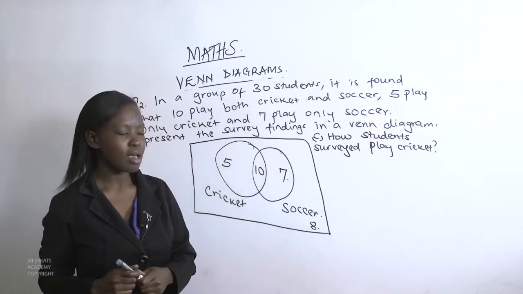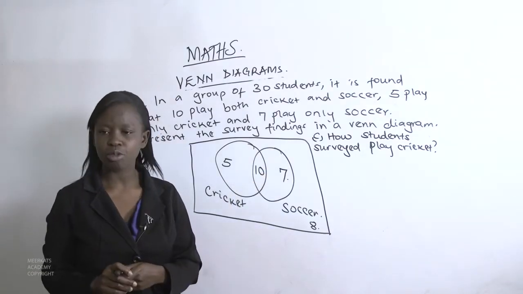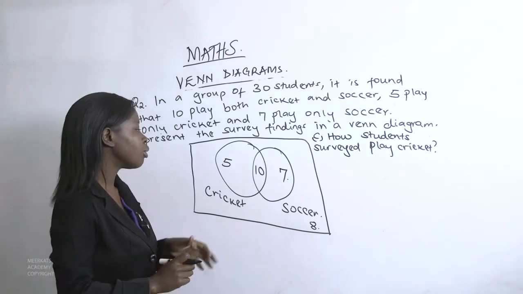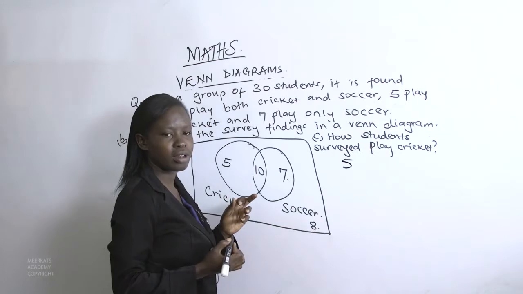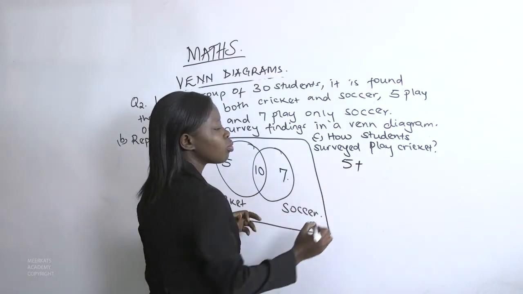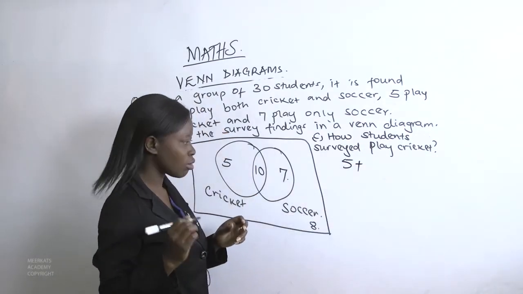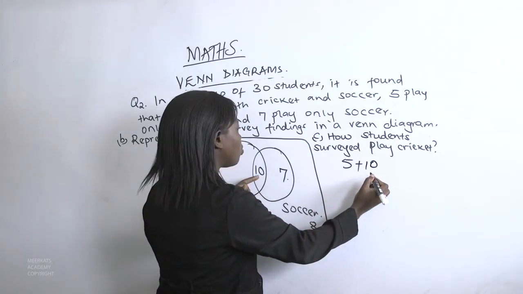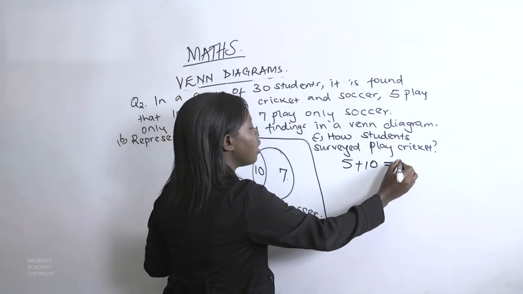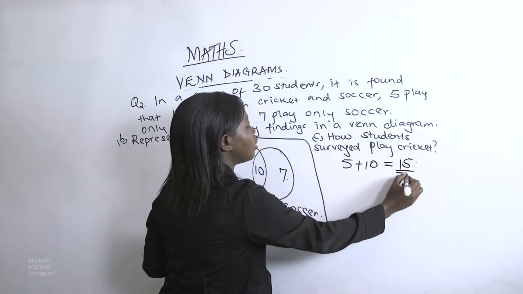So that means to get the total number of students who play cricket, we will obtain it by those students who play cricket only, that is 5, plus the students who participate in both cricket and soccer, which is 10. So we get that the students who play cricket from this diagram are 15 in total.